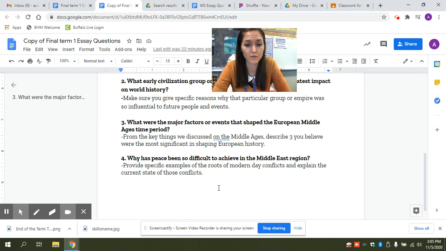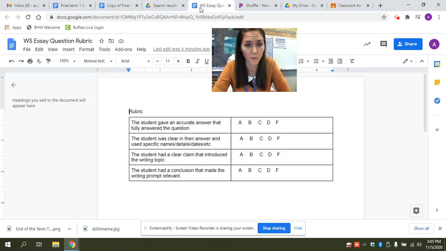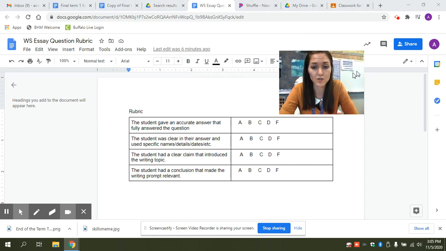You could also do it this way, have your claim, choose 3 different conflicts, give explanation or details, specifics on each of those different conflicts, and then a concluding sentence. Either way would work just fine. All right, and then this is just a reminder.